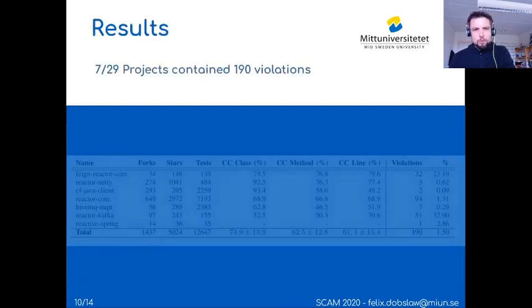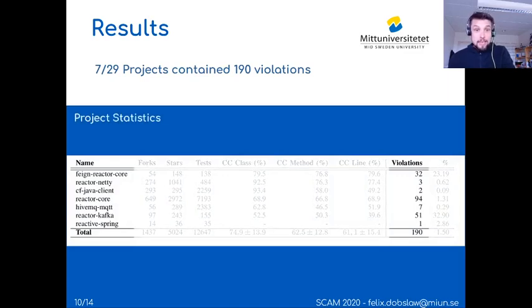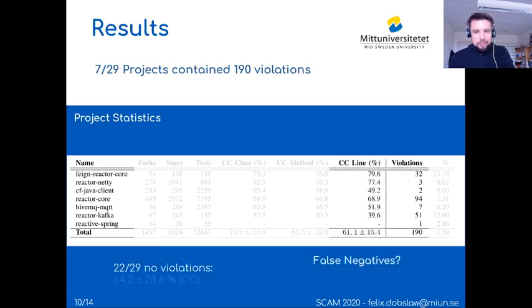What we found was that 7 out of the 29 contained 190 violations. And this is a bit funny because this is 24%, and so roughly 25% as identified in that earlier study. There are many, many projects that have concurrency errors. And what we find here is that in terms of false negatives, we could say that we have a coverage of approximately 60%. So yes, we don't really measure the whole magnitude of the problem, but we get a good idea of it based on our findings.